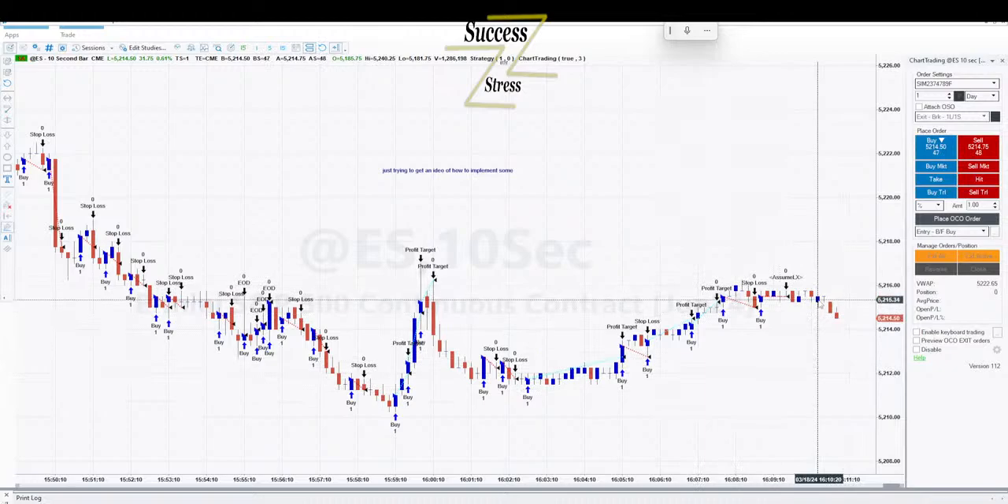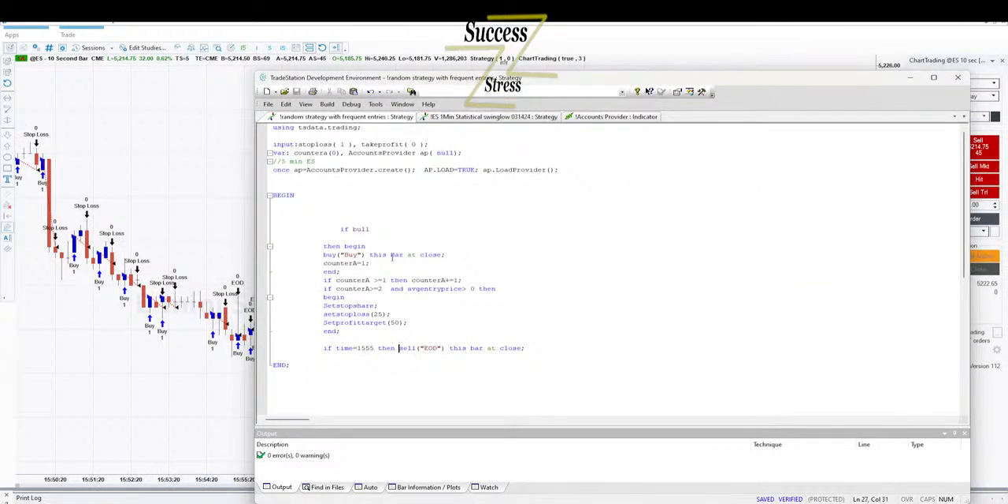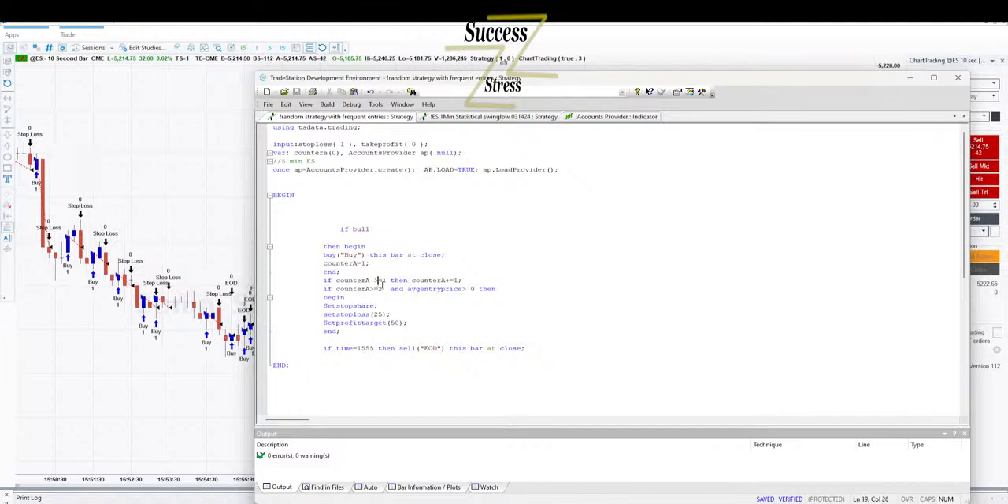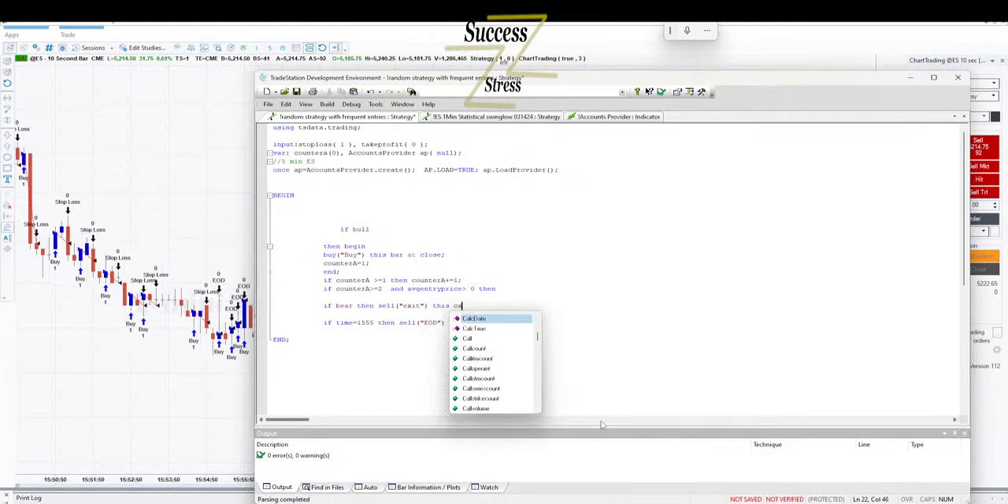But it should have taken, well, if it's still in the buy, all right, we need to get out of orders a little bit sooner. All right, let's do this. If it's a bull, then we're gonna buy. And then we'll just say, if it's a bear, we're gonna close. If bear, then close, then sell, exit. This candle, this bar, close. Get rid of this because we're not doing the end of day stuff.